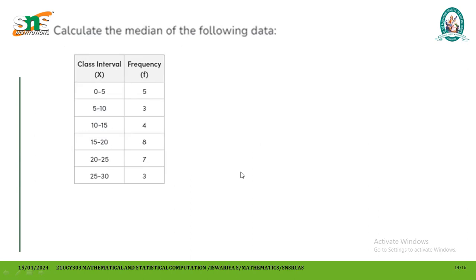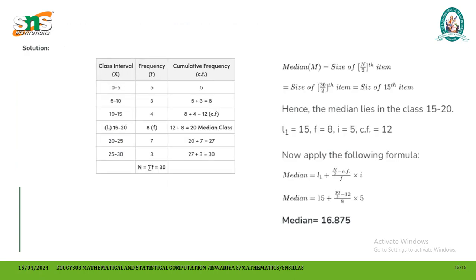So the next one is the continuous series. Here the continuous data is given, and we have to find the median for this data. The same steps we have to follow. First I write the class x and f given in the data. Then we have to find the cumulative frequency.